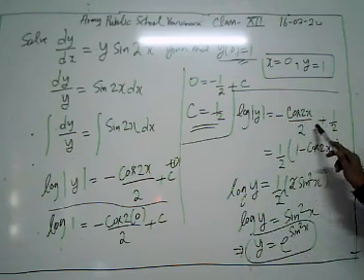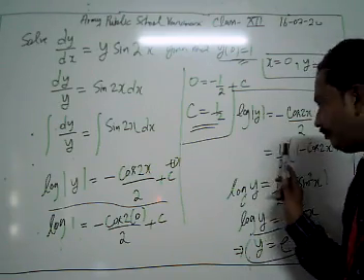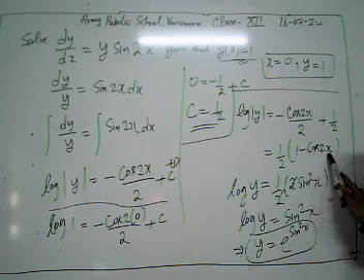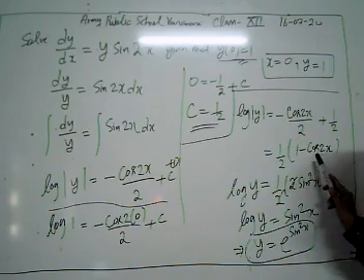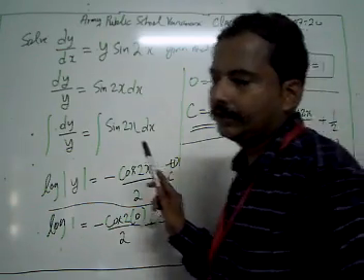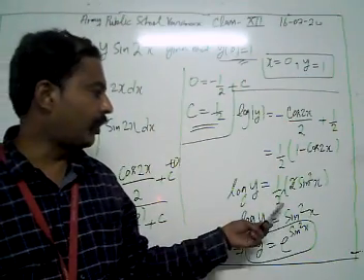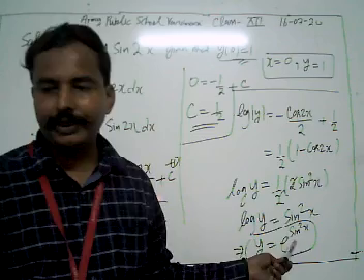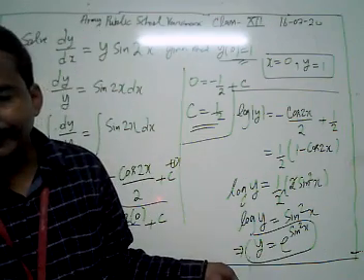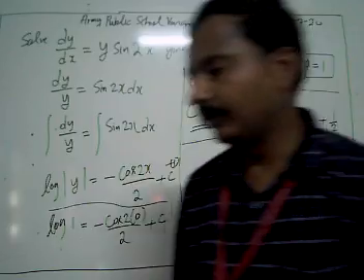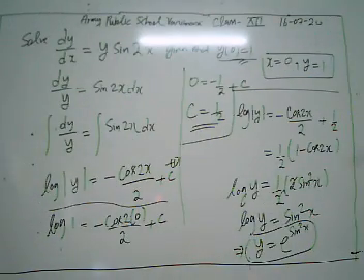Then putting the value of c in equation 1, we have log y is equal to minus cos 2x by 2 plus 1 by 2. Taking 1 by 2 common, we have 1 minus cos 2x. After using the trigonometric identity, we put 1 minus 2 sin square x at the place of cos 2x, and after solving, we get log y equal to sin square x, or y is e to the power sin square x. This is our solution of the given differential equation. Now we are going to move on to our next problem.